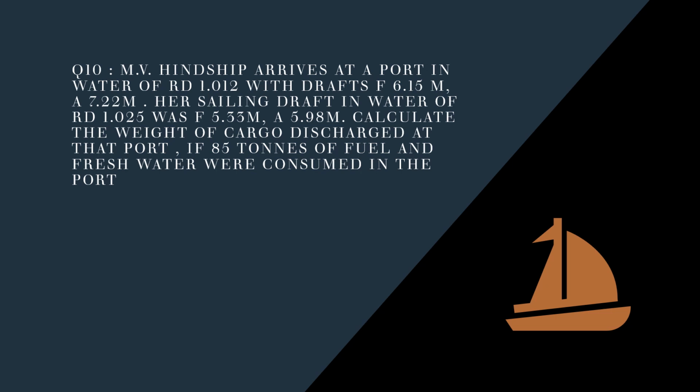So this is the question given to us. MV Hindship arrives at a port in water of relative density 1.012 with drafts forward 6.15 meters, aft 7.22 meters. A sailing draft in water of relative density 1.025 was forward 5.33 meters, aft 5.98 meters. Calculate the weight of cargo discharged at that port if 85 tons of fuel and fresh water were consumed in the port.